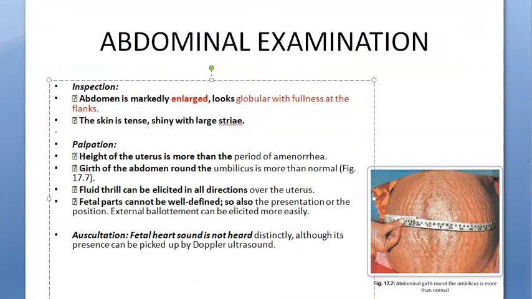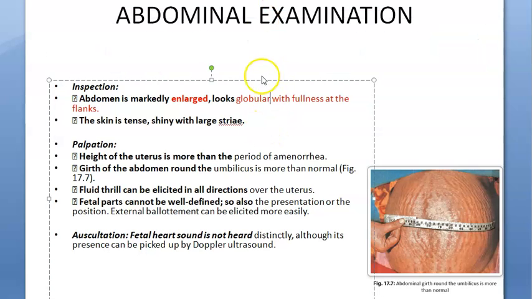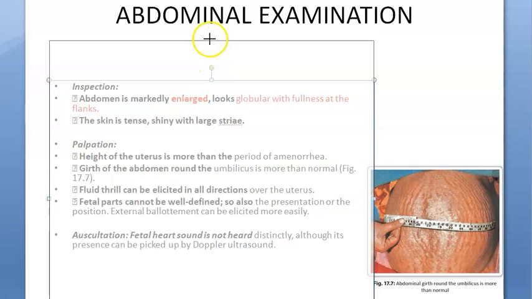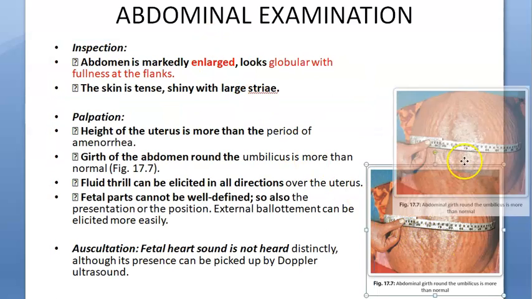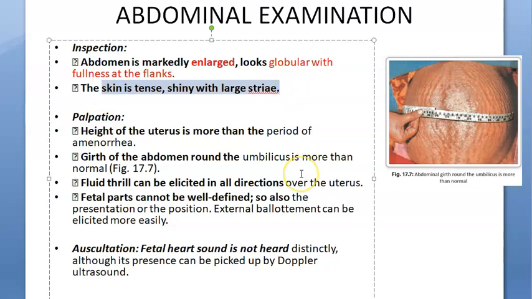Now let us look at the abdominal examination. What are you seeing in the abdominal examination? She seems to have a huge enlarged globular abdomen with flanks also full. The skin is tense, shiny with large striae, right? Because it's so stretched, the skin will be looking shiny.